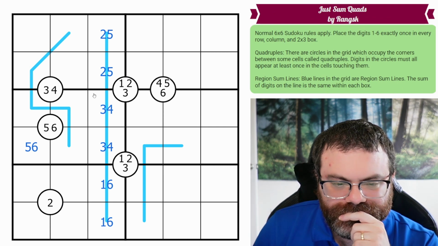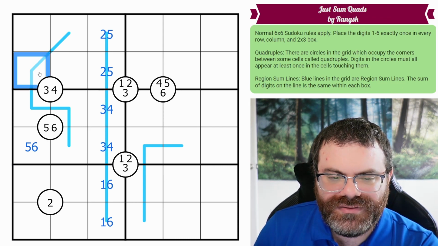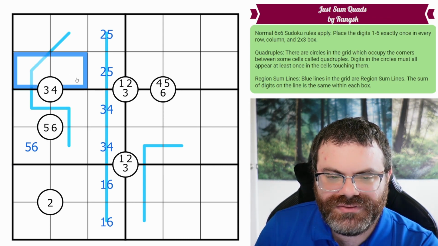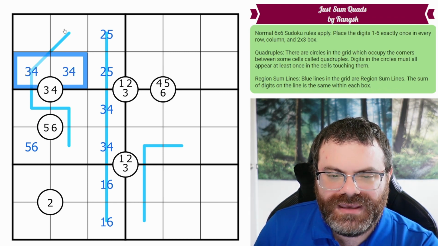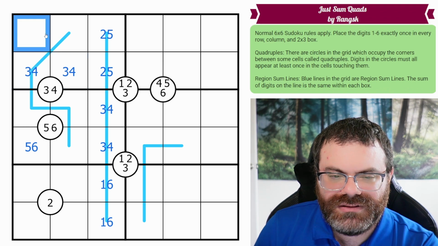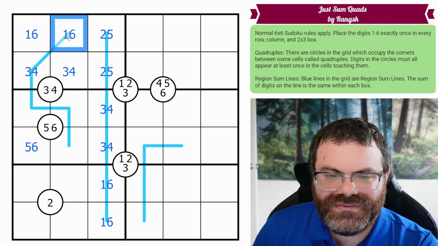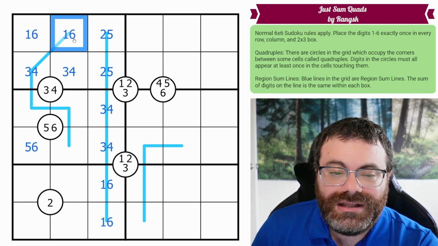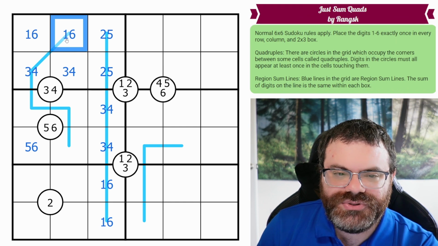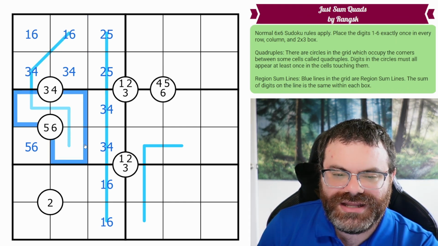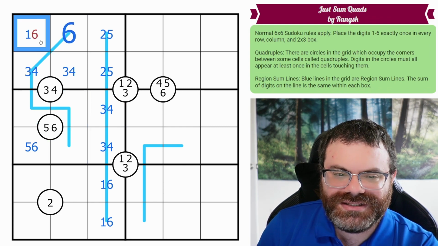Now that this is a 3, 4 pair, this quad still needs a 3, 4. So that's going to go here. And then these 2 digits are going to be 1, 6. So now you can ask yourself, can this digit here be a 1? And the answer is no, that's way too low. This would add to a maximum of 5 if this was a 1, and these are certainly going to add to more than 5. So this is a 6, that's a 1.